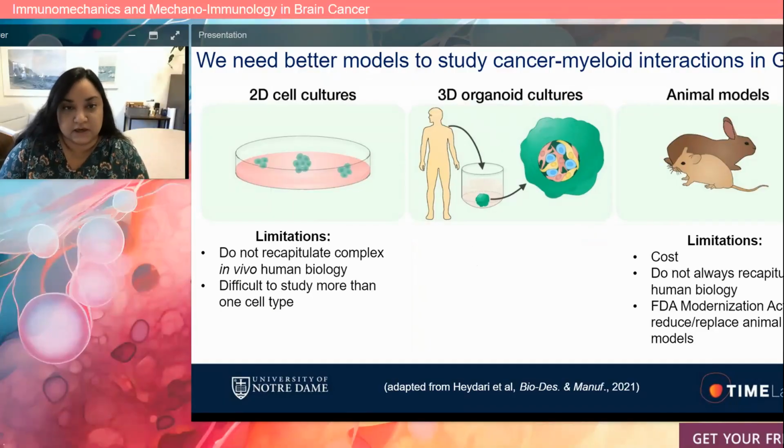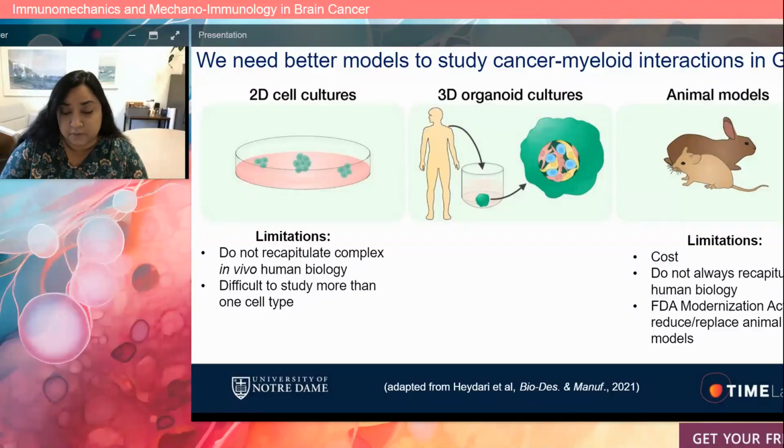We have basically three options that are common, especially in academic labs for studying, let's say, these interactions between cancer cells and myeloid cells like macrophages and glioblastoma. So the most common are to use 2D monolayer cell culture, and these are cheap and reproducible. But it can be really difficult to study more than one cell type. And of course, studying cells in 2D doesn't always recapitulate the biology of the human.